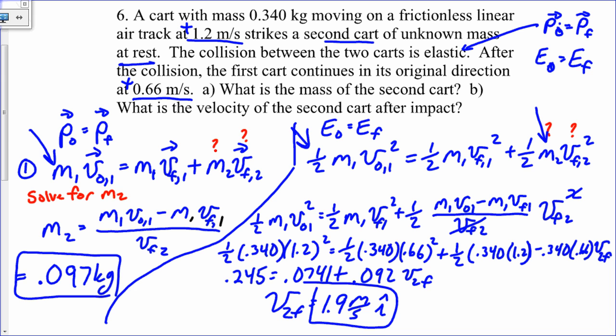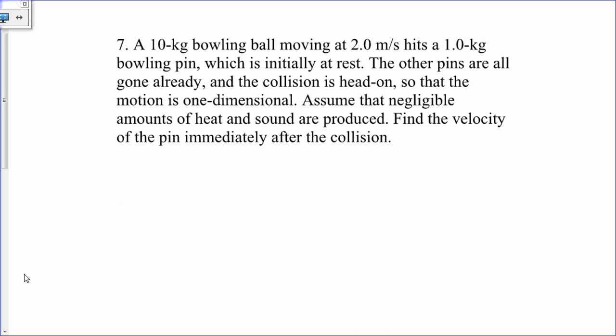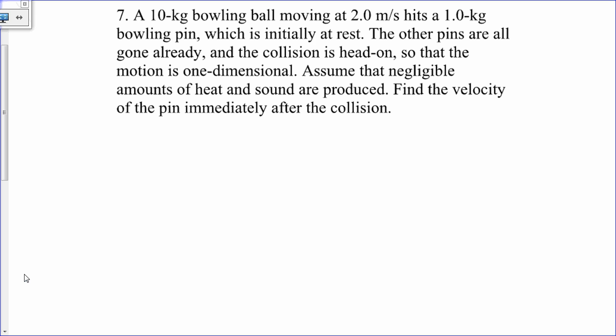All right, number 6, 7, this one's slightly more involved. It's a similar problem. It's an elastic collision, so energy and momentum are conserved. I'm just going to write down what we know up here. I have a bowling ball and a bowling pin. Mass of the ball is 10 kilograms. The initial velocity of the ball is plus 2 meters per second.